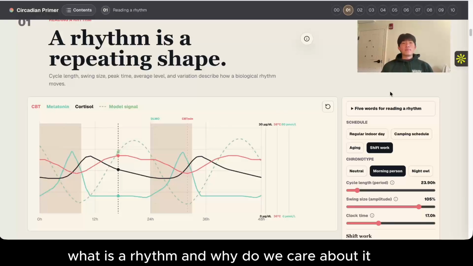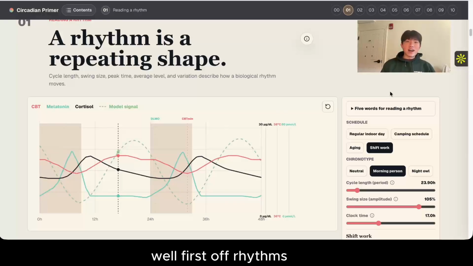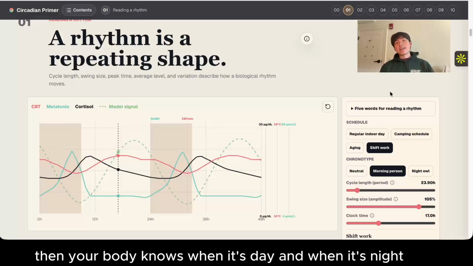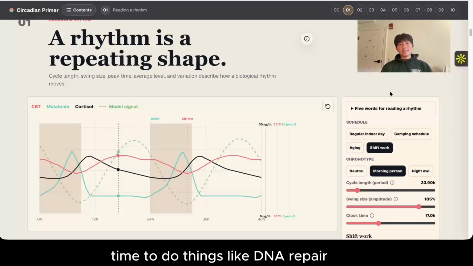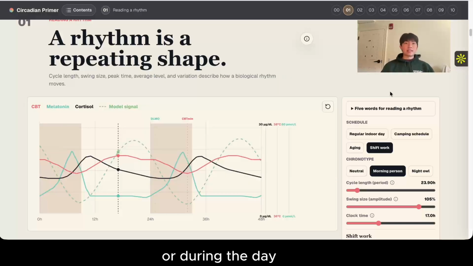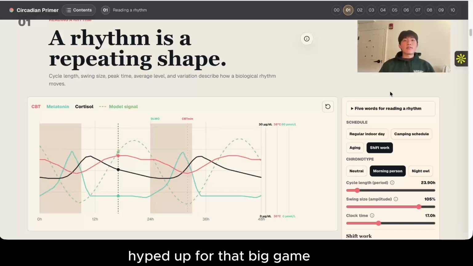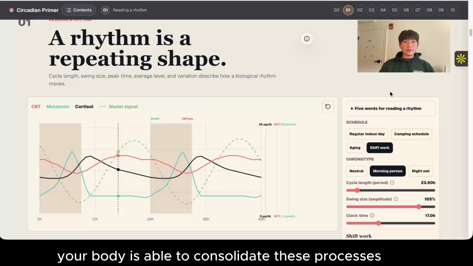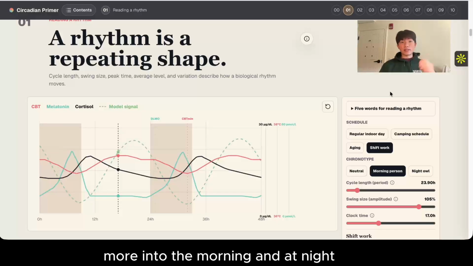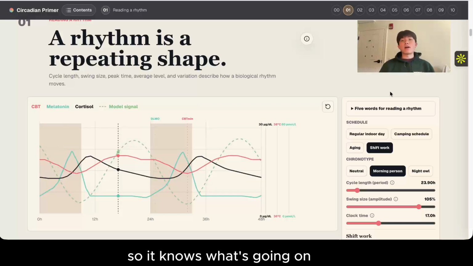What is a rhythm and why do we care about it? Well, first off, if you have clear rhythms, then your body knows when it's day and when it's night. And so when it's nighttime to do things like DNA repair, or during the day when you need to focus for that big exam or really get hyped up for that big game, your body is able to consolidate these processes more into the morning and at night so it knows what's going on.